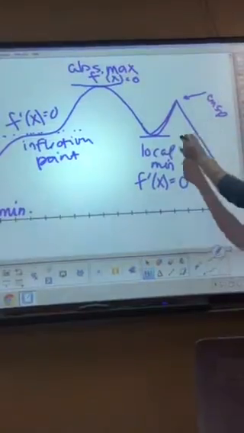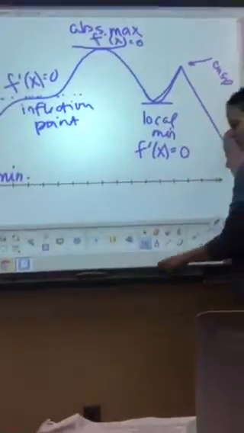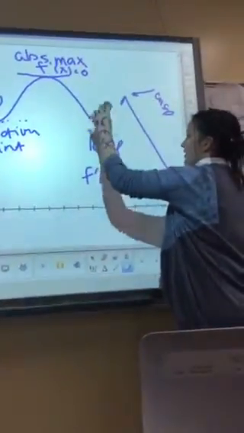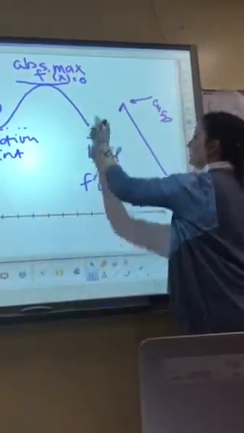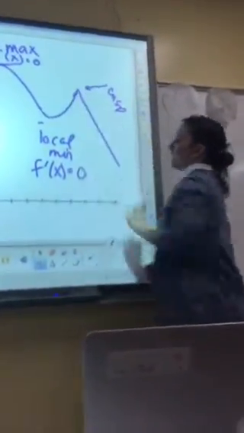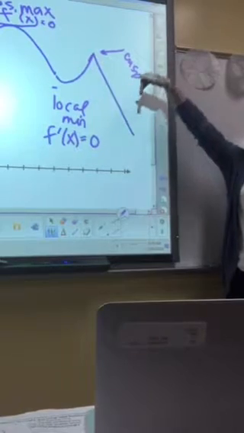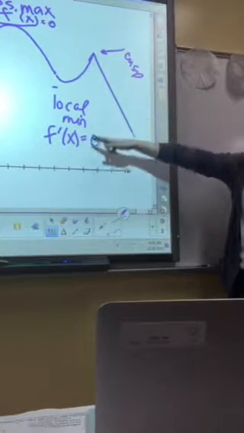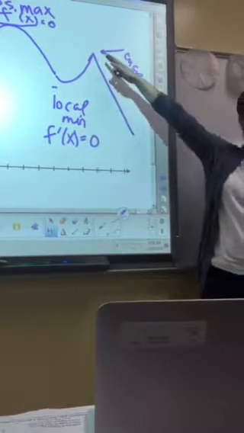So here we have, so let's say potentially that I drew this better. Okay, is that better, Shikai? So it looks more parabolic there. So that's a local min. Yes. This is a cusp.